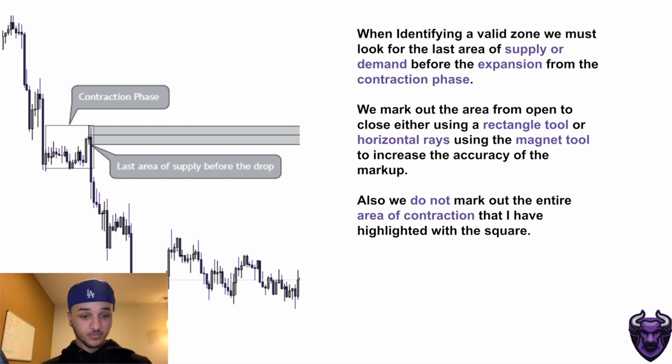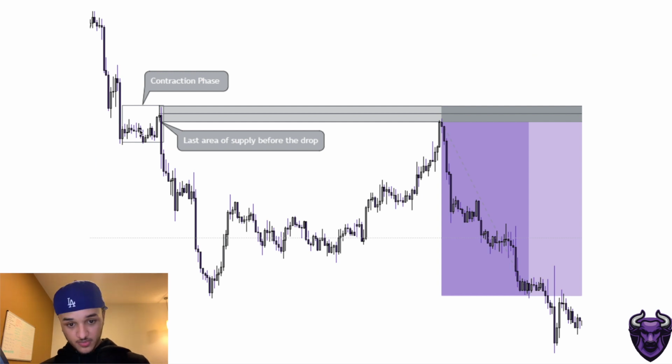As a general rule, like I previously mentioned, we don't mark out the entire contraction phase. We wouldn't mark out the zone from here to here. We just mark out the last area of supply or demand. If we move on, we can now see that this is the complete price cycle here. You have the contraction phase, then the expansion to the downside, then the retracement where price pulls back into this area of supply, and then we see price mitigates this area of supply, and then a sell-off to the downside. Again, we wouldn't mark out this area here from here to here.